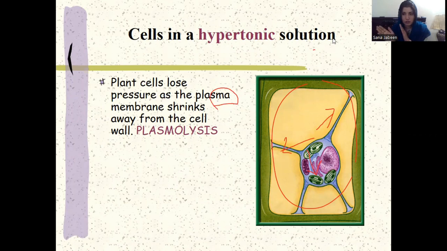We talked about osmosis and three types of solution: first isotonic, then hypertonic, and then hypotonic. Hyper means a high amount of solute, and hypo means a less amount of solute. So the opposite will happen with the water molecules. If there is any question, you can ask.